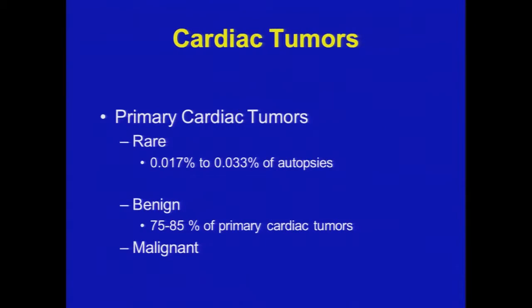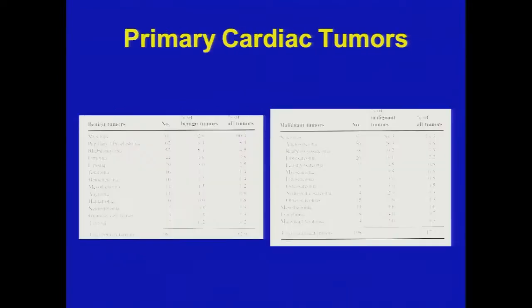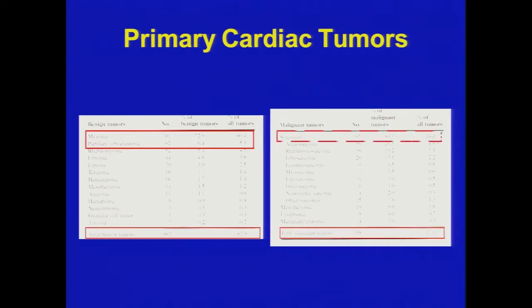Primary cardiac tumors are rare. They're seen in about 0.02 to 0.03% of all autopsies. Most of them are benign, between 75 and 80%, and about 15% are malignant. Of the benign tumors, the most common are the myxoma and papillary fibroelastoma. Of the malignant tumors, the most common ones seen are sarcomas.